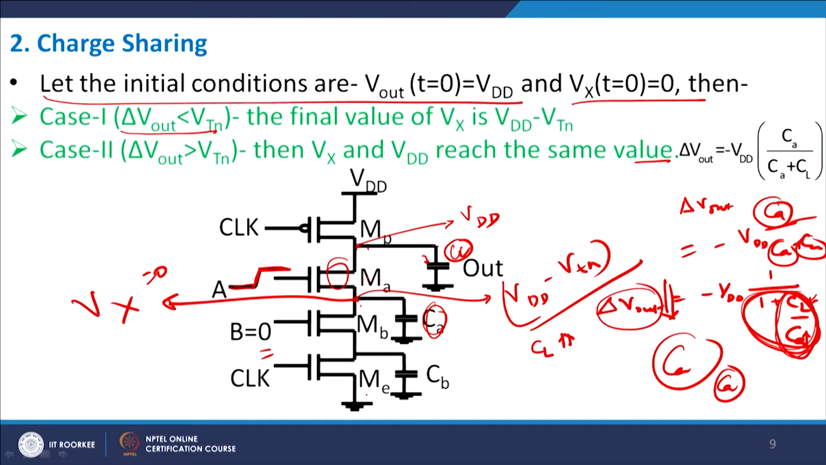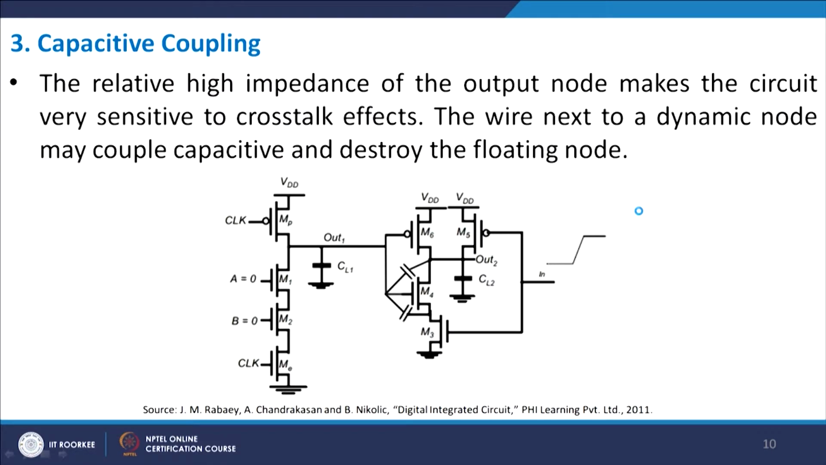So, whenever you switch on MA, because A goes from 0 to 1, some charge from this VDD node goes on to MA node, and therefore del V out shows a small drop, and this drop is negative, and as a result you will always see a drop. This is the charge sharing phenomenon in a domino logic, in a dynamic logic. Let me discuss with you the capacitive coupling therefore.